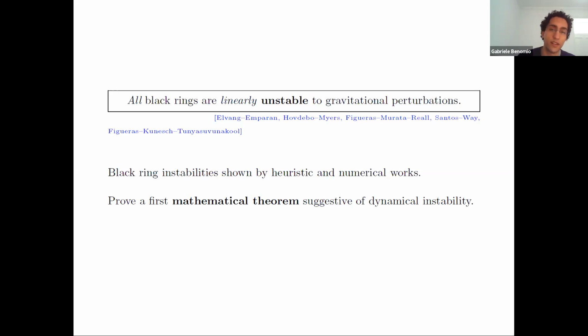This linear instability has been discussed in a series of heuristic and numerical works. But the aim of my work was to try to produce the first mathematical theorem suggestive of a dynamical instability for this family of spacetimes, complementing these previous works that already observed some instability phenomena.